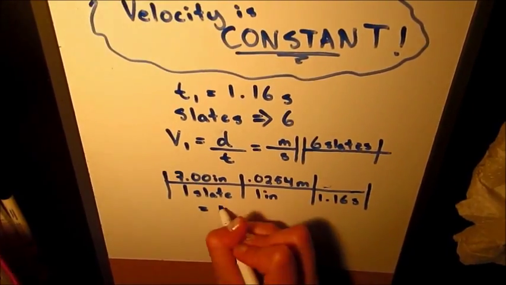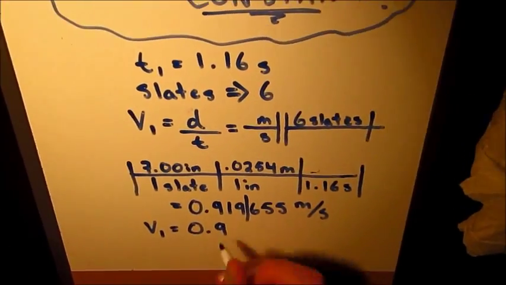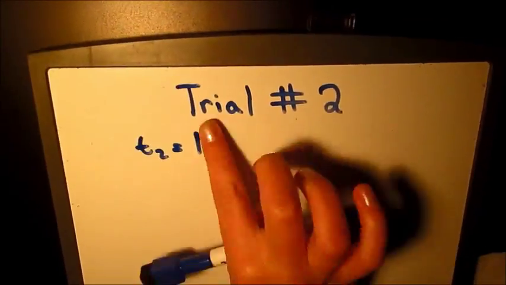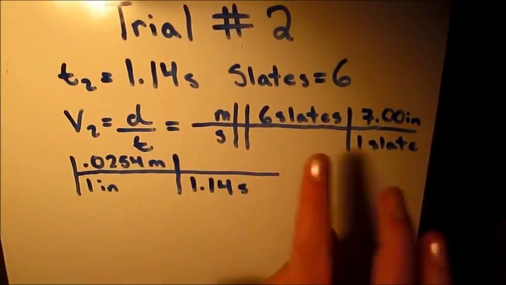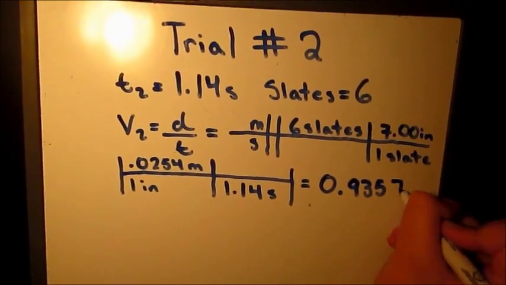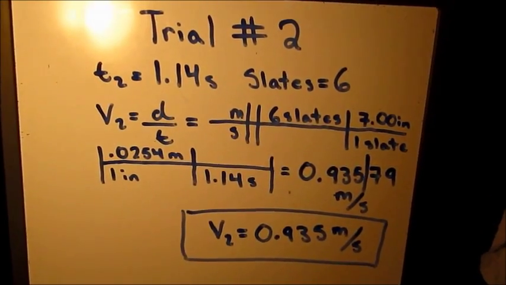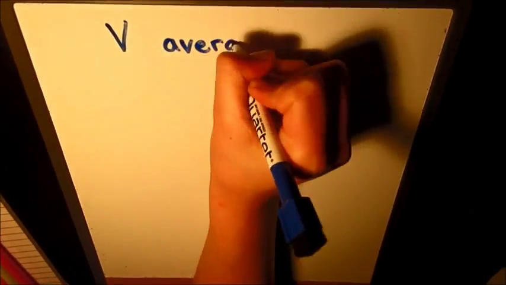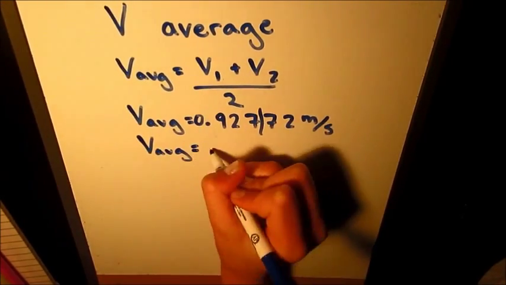Giving us, for trial 1, a terminal velocity of 0.920 meters per second. And for trial 2, we found it to be 0.936 meters per second. All of this gives us an average terminal velocity of 0.928 meters per second.